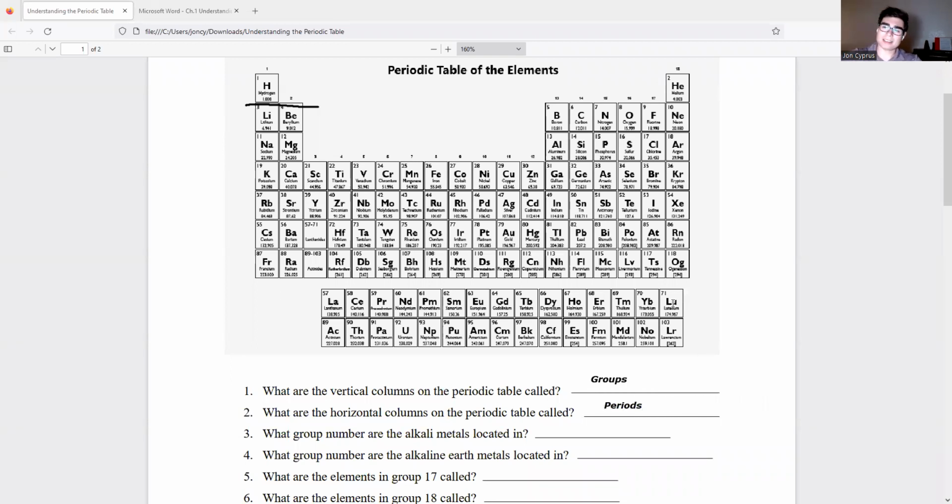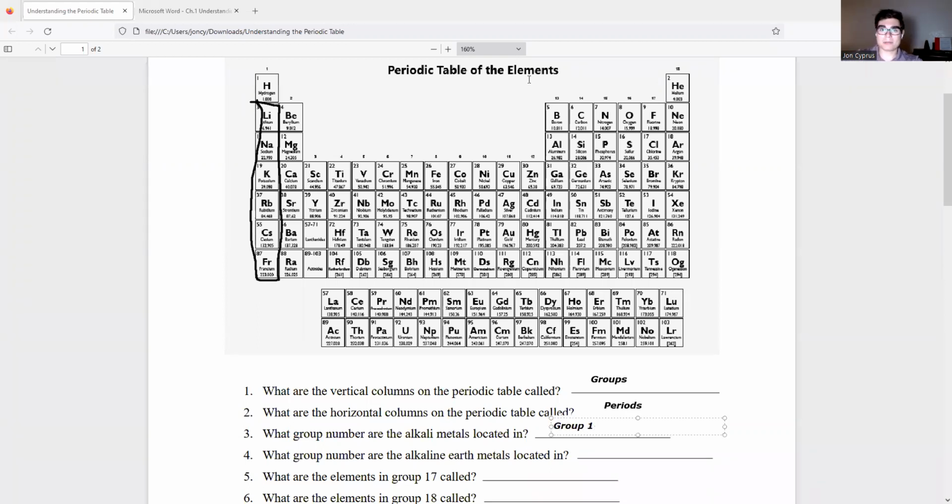All right. Next is what group number are the alkali metals located in? So the alkali metals are going to be this first group, and I should not include hydrogen. Hydrogen is not a metal. We consider hydrogen a non-metal, but it's these metals right here. So everything in group one except hydrogen is what we call an alkali metal.